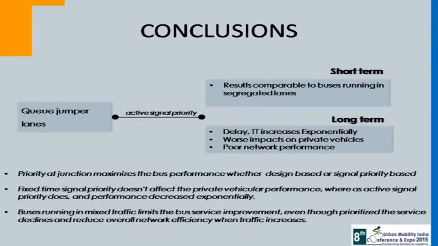So we can conclude queue jumper lanes have to be provided with active signal priority, and in the short term the results are comparable to the buses running in a segregated lane, that is BRT, provided with any kind of signal priority. Then in the long term, the delay and travel time increase exponentially, both for buses as well as private vehicles. There are worse impacts on the private vehicles themselves, and overall there is poor network performance.